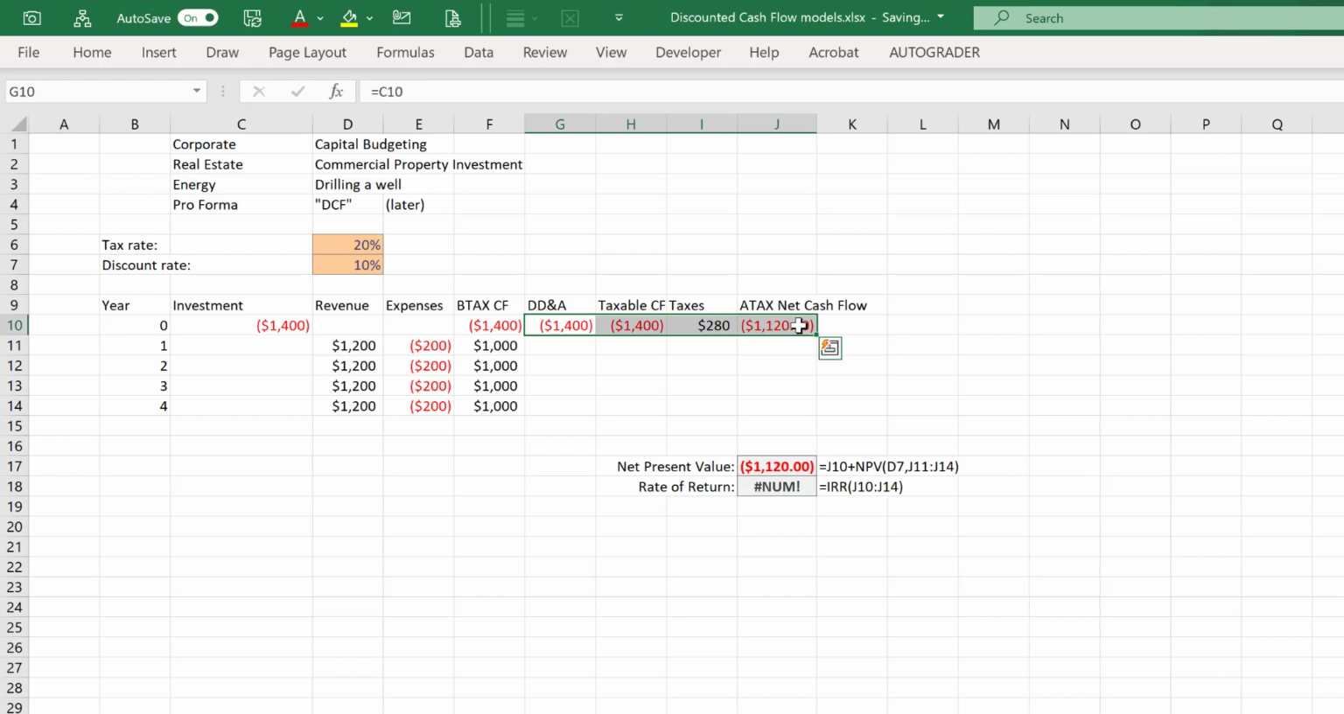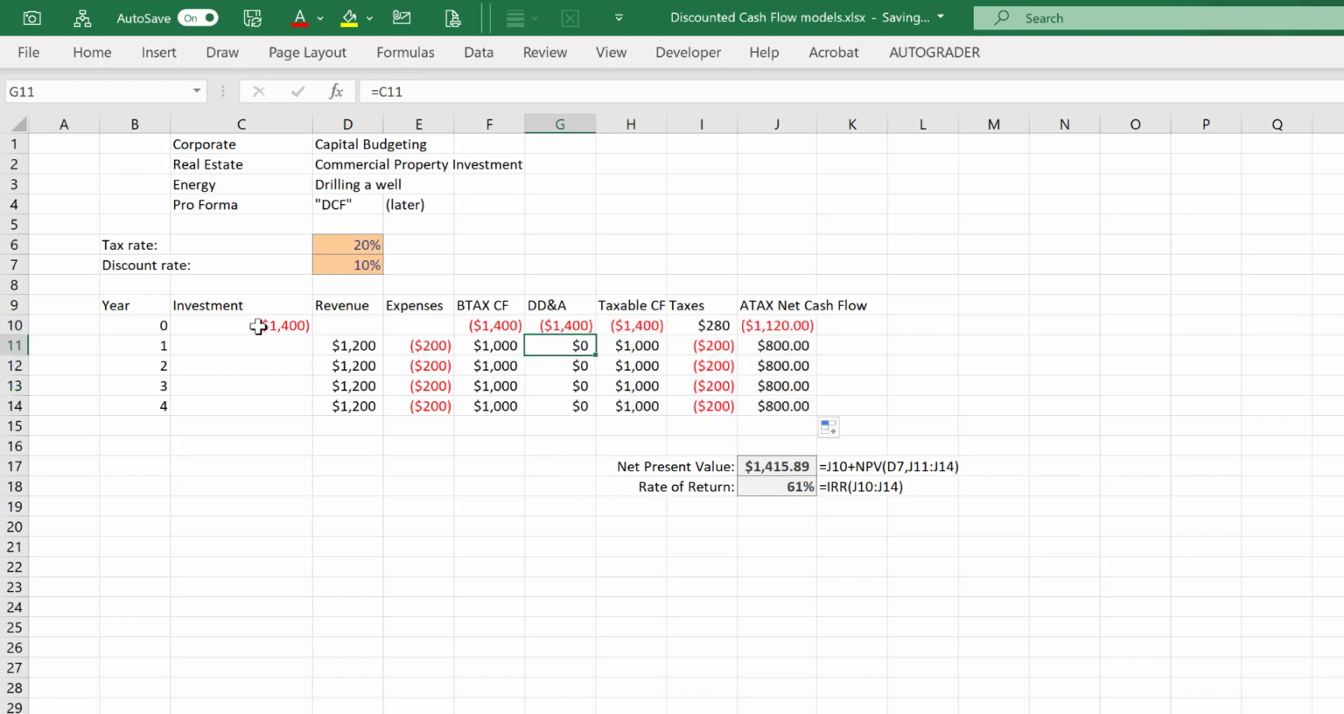If I copy these formulas down, I've written off the entire investment in the first year, so I don't have any DD&A after that. My taxable cash flow after that is simply the revenue minus the expenses. The DD&A is 0, and the taxes are 20% of that taxable cash flow. And then the after-tax net cash flow is the before-tax less the taxes, which gets me to the $800.